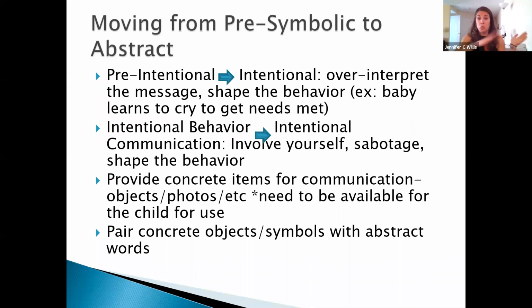So how do we get from one point to the other? How do we get from that very first level, from pre-intentional to the second level? Sometimes we have to over-interpret the message. A lot of times parents will say, that kind of looked like something. I don't know if my child was really telling me they didn't like it, or if that was just a reaction. Who cares? Let's take it. If we reinforce it as though they actually meant something they were trying to tell us, then we go with it and hopefully shape that behavior.